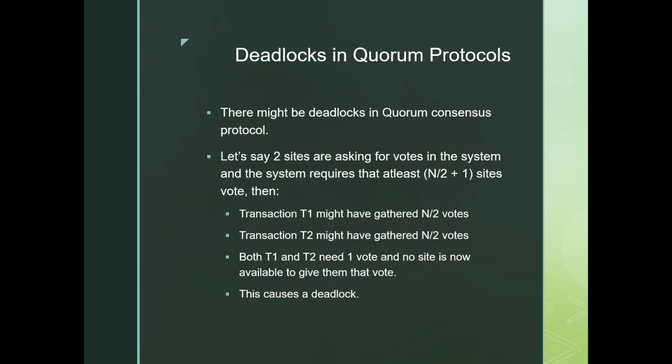There might be deadlocks in QCP as well. Let's have a look at deadlocks. For example, let's say there are n number of systems, and the quorum says that n by 2 plus 1 sites are needed for a transaction to be considered valid. Here we see that transaction T1 might have gathered n by 2 votes, and transaction T2 also might have gathered the remaining n by 2 votes. Hence, both T1 and T2 need one vote, but there is no site now that can vote for them. This causes a deadlock, and either T1 or T2 must be rolled back, depending on which one has to be done first, to ensure that the deadlock is resolved.